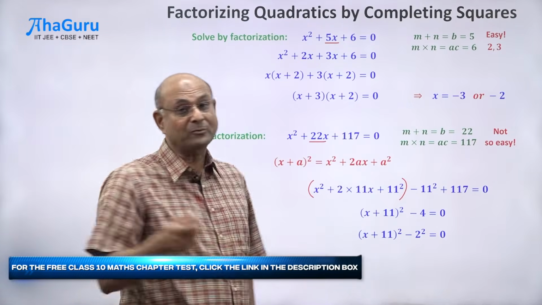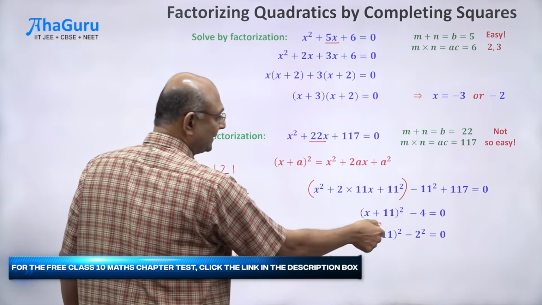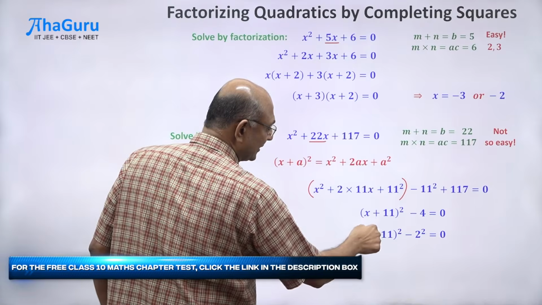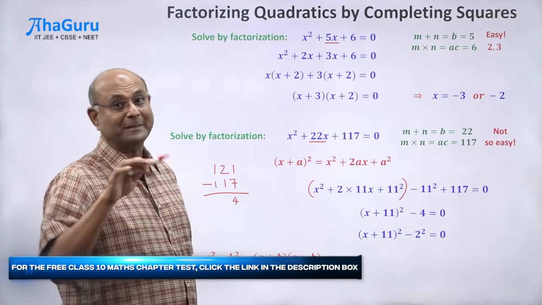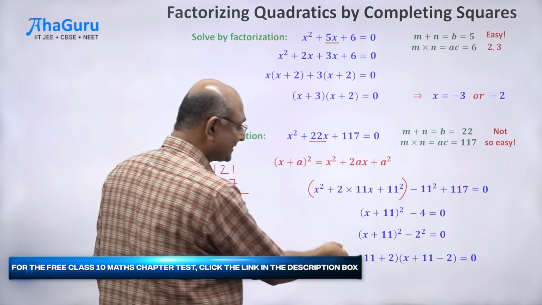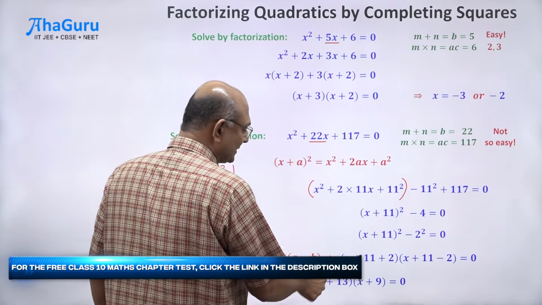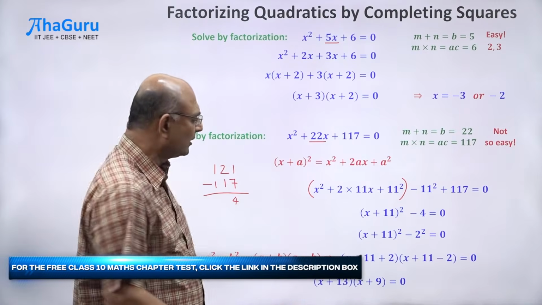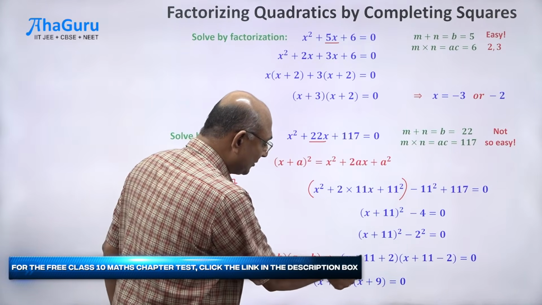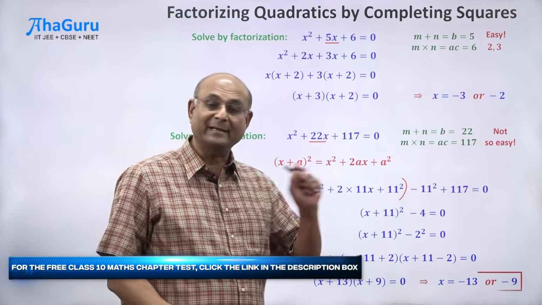Now a square minus b square, we know that formula. A square minus b square is a plus b into a minus b. So x plus 11 plus 2 into x plus 11 minus 2. And see, you're factorized. Because you see this is x plus 13, that is x plus 9. So x plus 13 into x plus 9 equal to 0. Well, that means x plus 13 must be 0 or x plus 9 must be 0. So x must be minus 13 or x must be equal to minus 9.